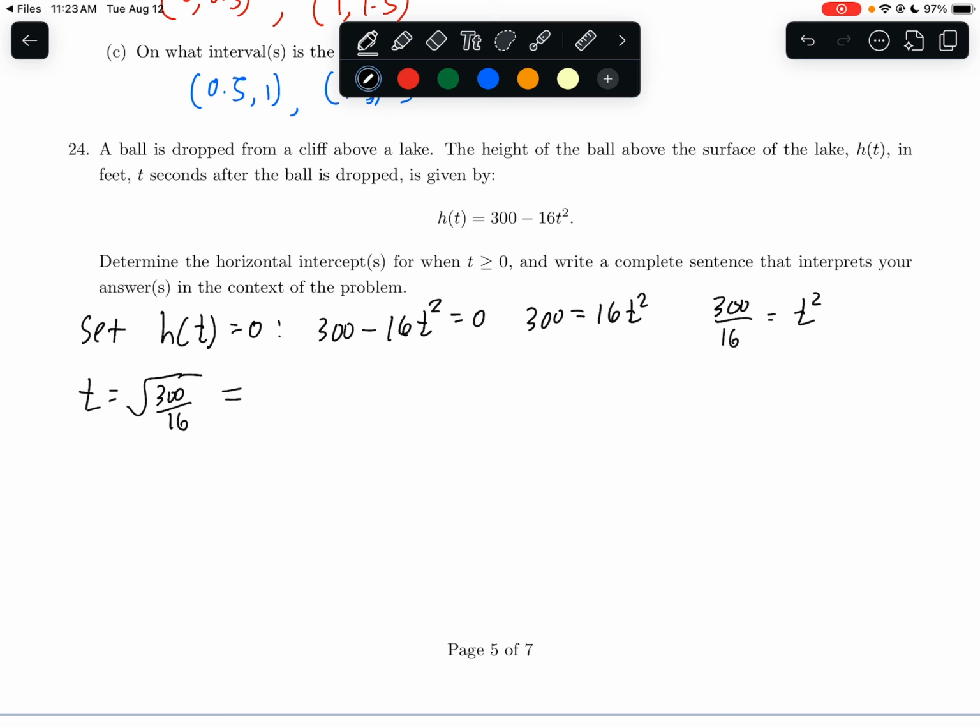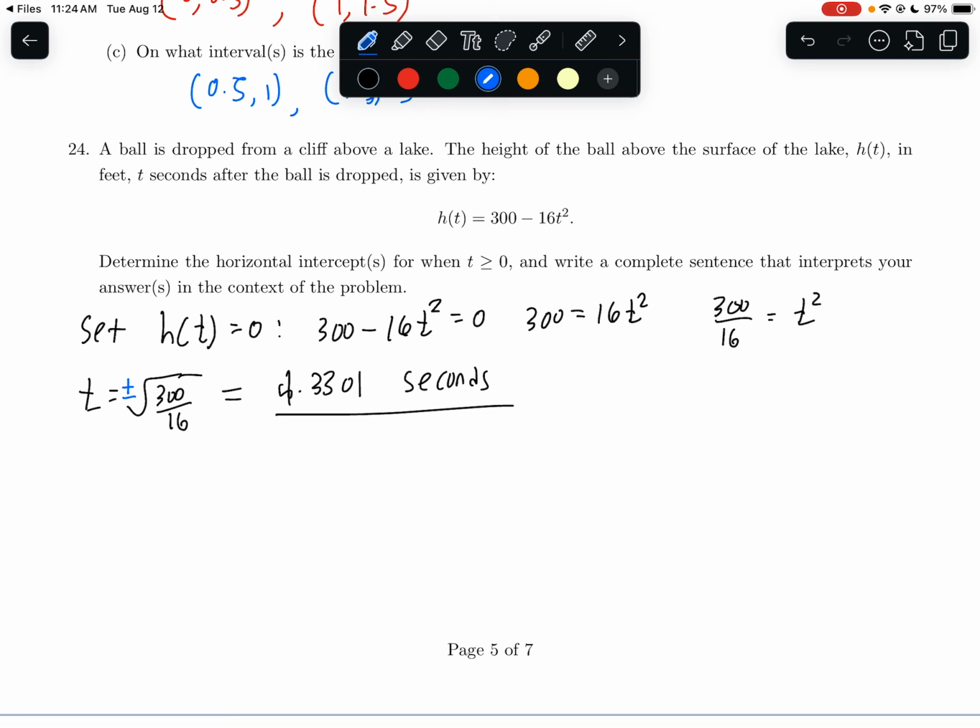And if you do this on your calculator, it's 4.3301. The units would be seconds because it's the input variable, which is measured in seconds. Now, there is another solution here. This is something we'll talk about more in chapter 4, because this is really plus or minus. The negative of this value will also satisfy the function.